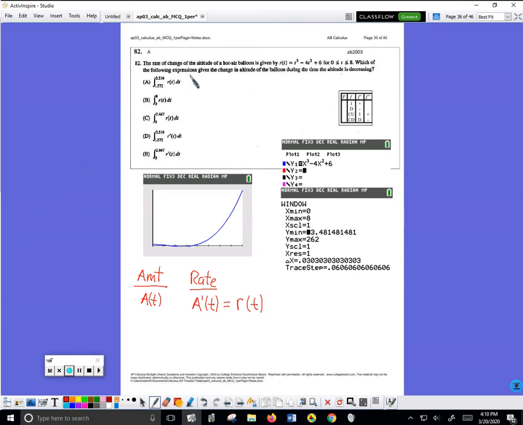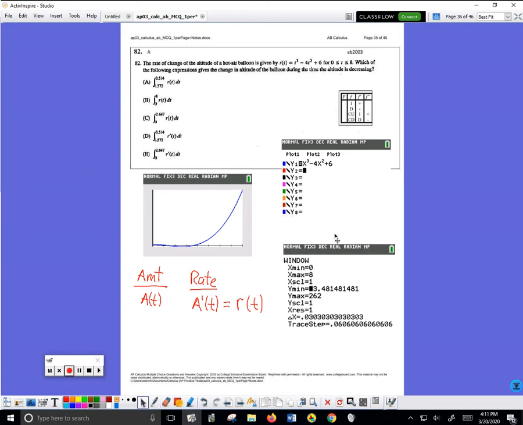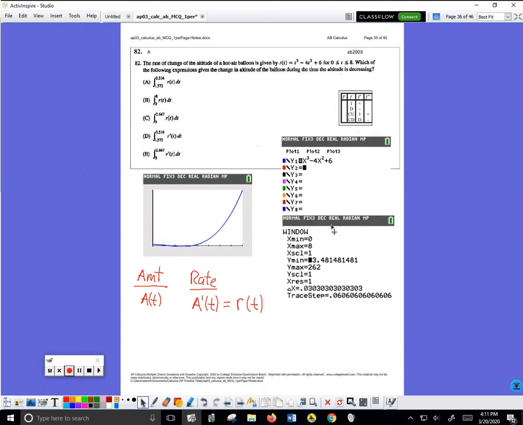Which of the following expresses the change in altitude? So this is a fundamental theorem problem. So anyway, for the fundamental theorem, the one I'm thinking of is this. If I integrate f prime, the time interval here is 0 to 8, I find how much f itself is different between time 0 and time 8. I find the change in f.